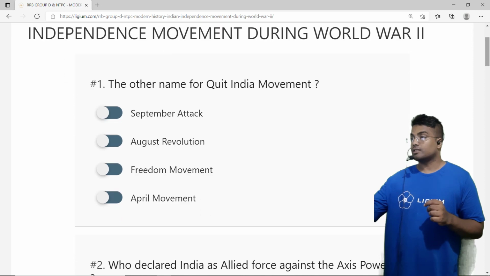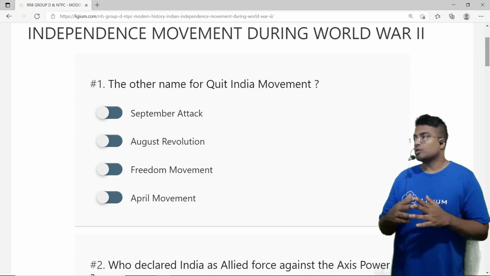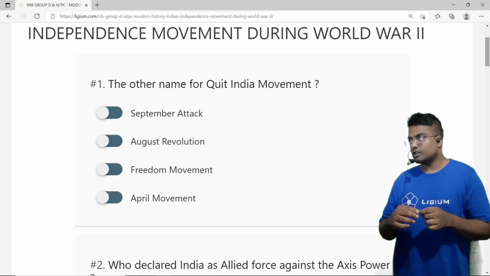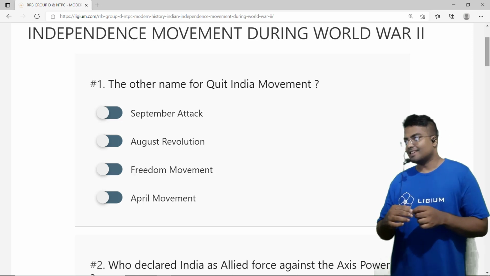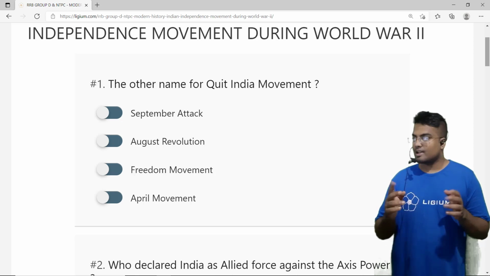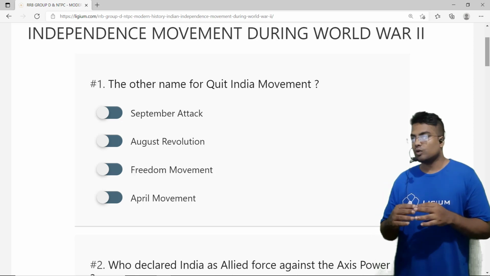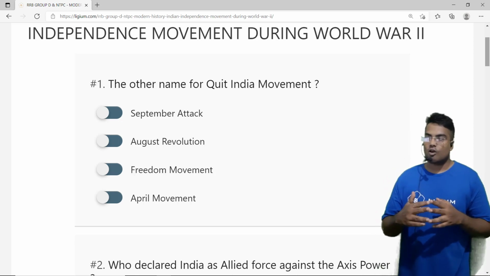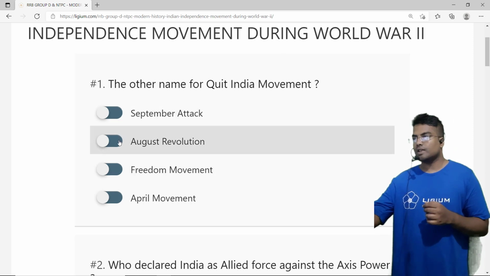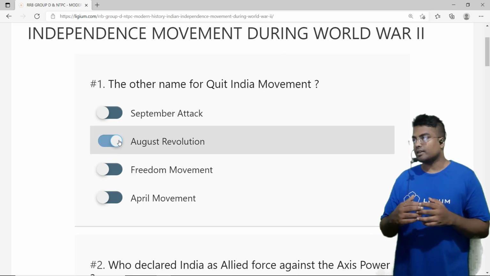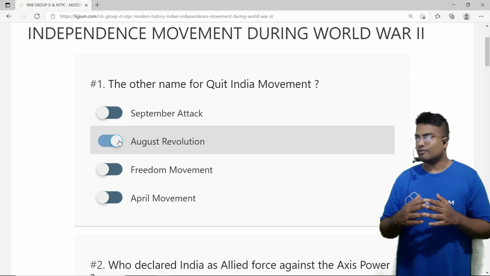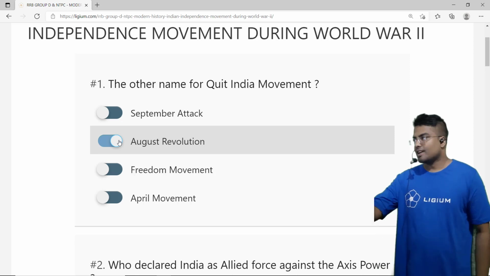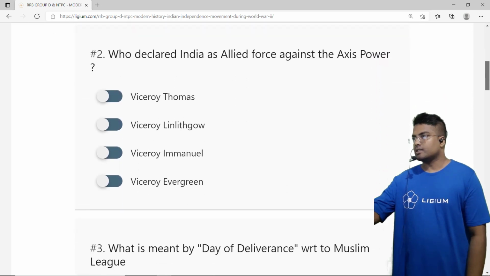The first question is: what is the other name for the Quit India movement? We have the first option, September attack, the second option, August revolution, the third, freedom movement, and the fourth, the April movement. The correct answer is option B, August revolution. So we are marking this as the correct answer. After all these questions are solved, we will check if this answer is correct or not. So let's go and see the second question.